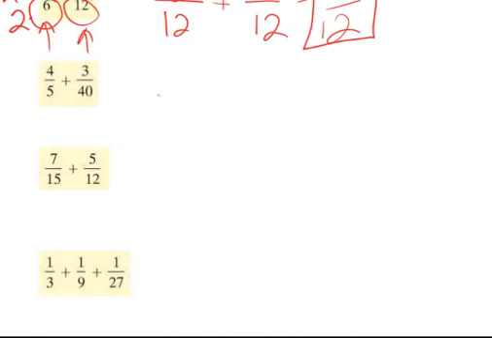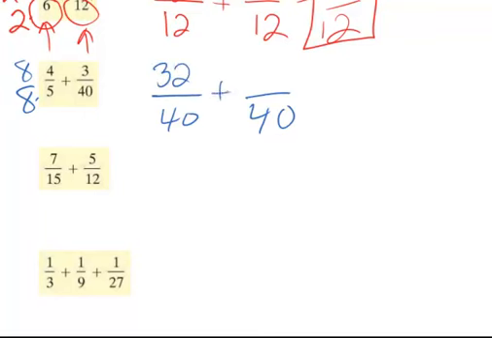So I'm going to write two fractions here with my number being 40. And I'm going to say, what did I multiply 5 by? Well, I had to multiply that by 8. So I'm also going to do this one here. 8 times 4 gives me 32. I didn't change this number here, so that's going to stay a 3. When I add them together, that's going to leave me with 35 over 40.